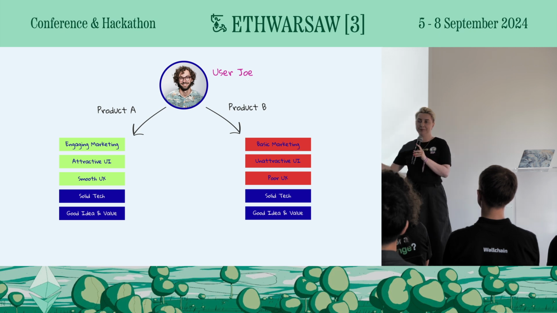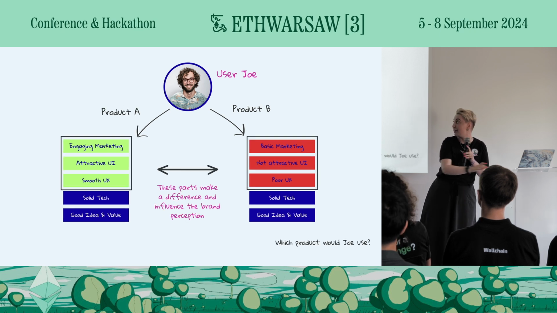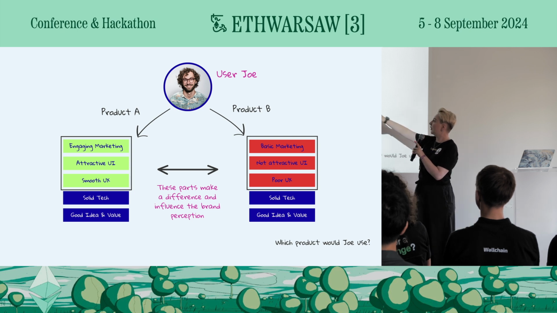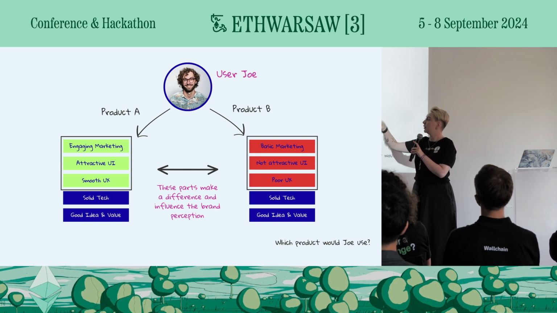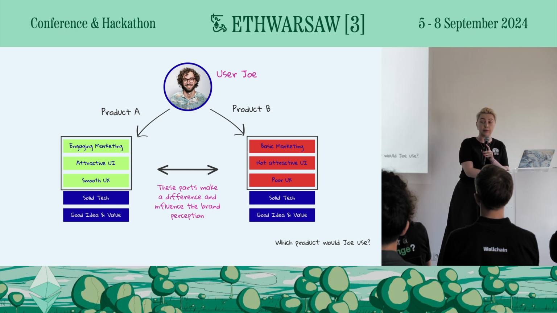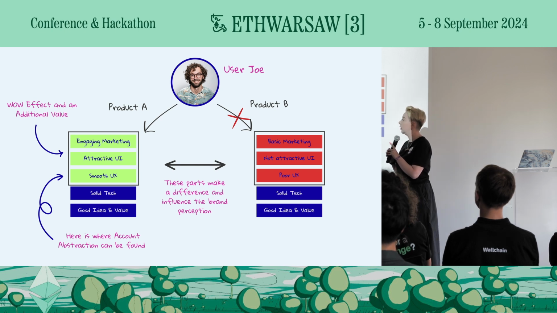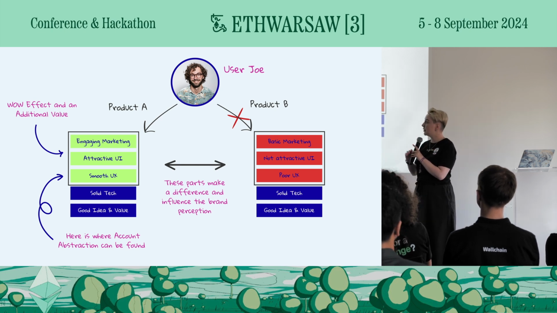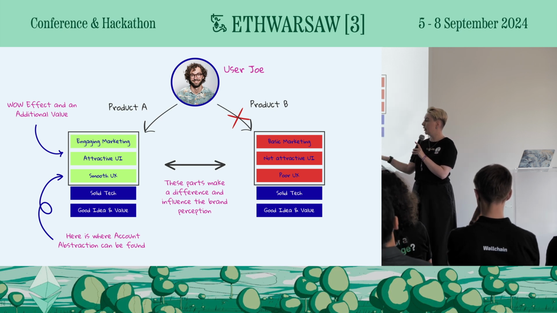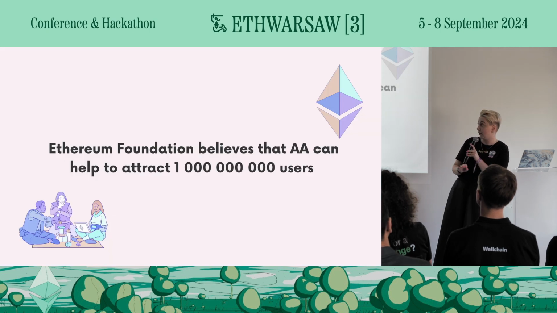Yeah, it's obvious. He wants to use product A, because these parts, like UX, UI, and marketing, make a difference, create additional value, and also create a wow effect. And when we see the smooth UX, there can be account abstraction. So now we can talk about account abstraction.